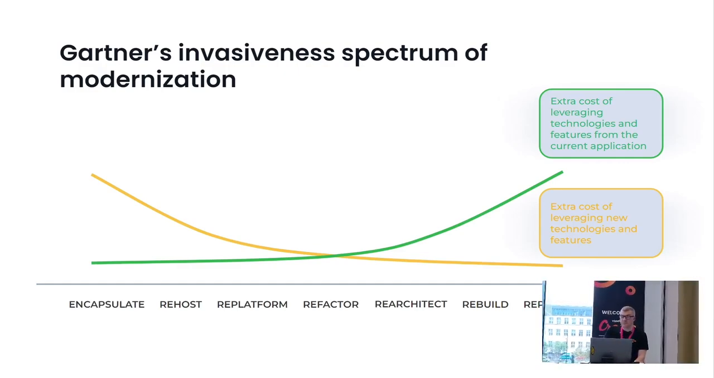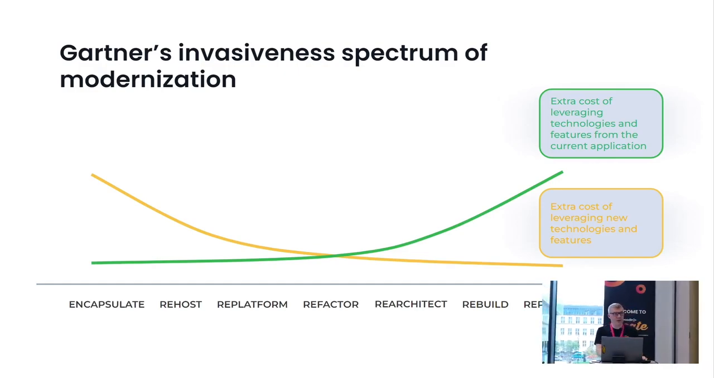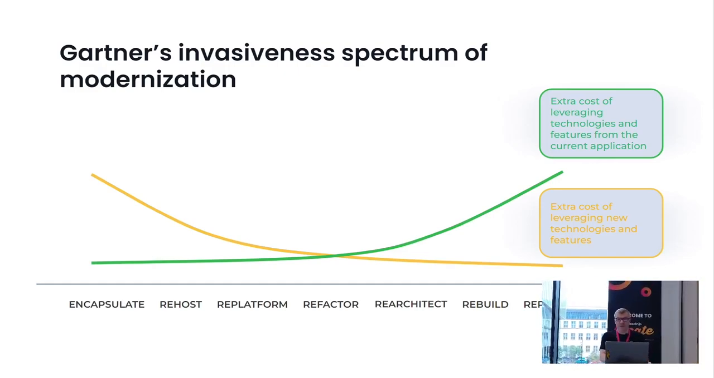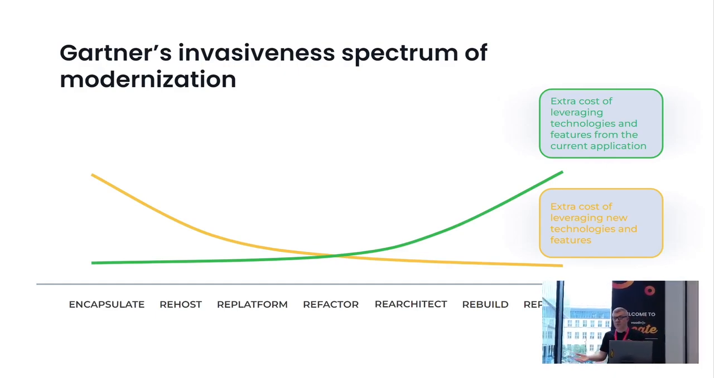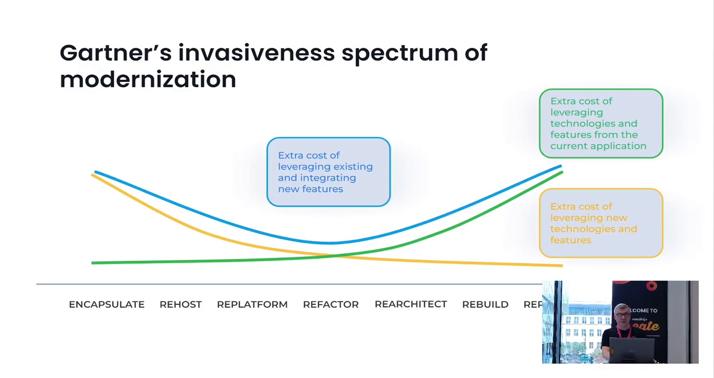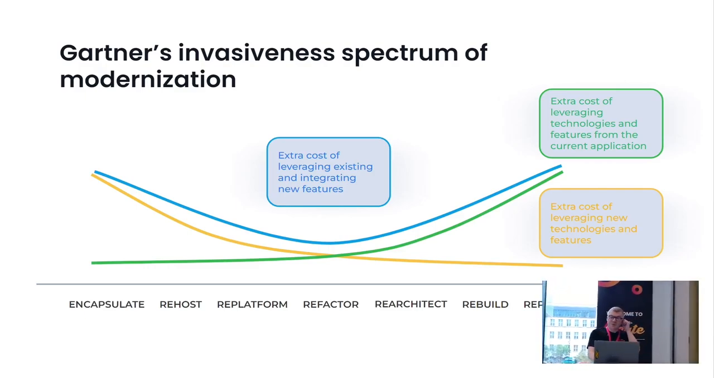So of course, if you're doing both, if you're interested in leveraging the existing features of your application because they work and they're valuable, but at the same time, you want to have the world open for being able to do new things and to take advantage of the new platforms and technologies, then you're going to be looking at something like this. So where does cost effectiveness come into play here?